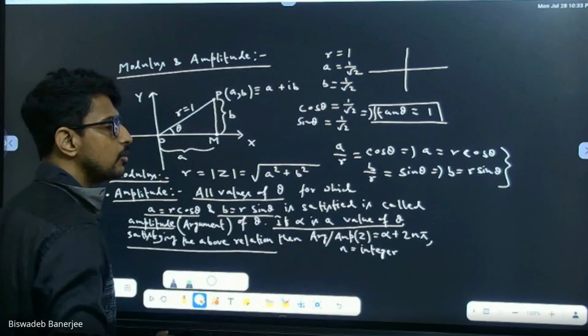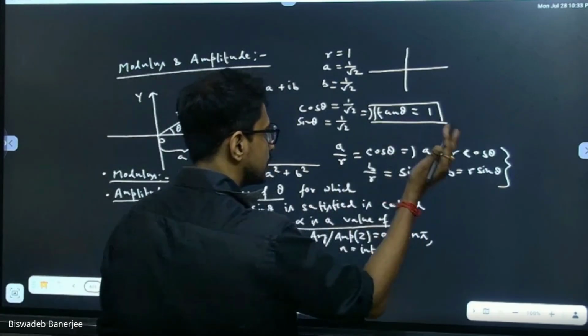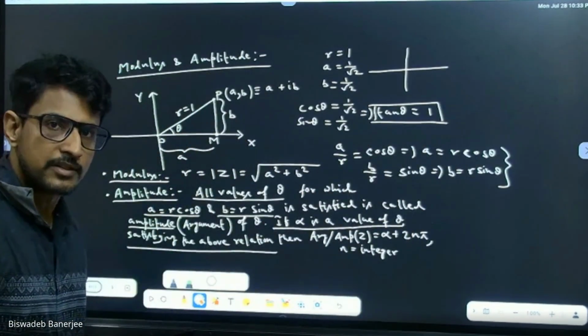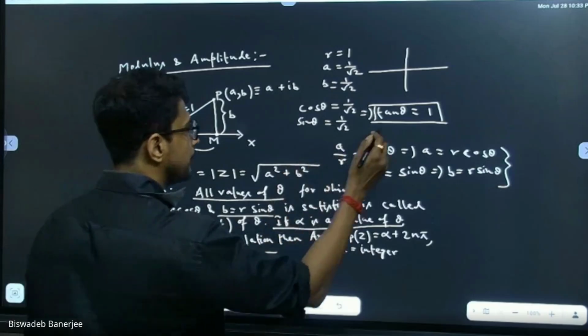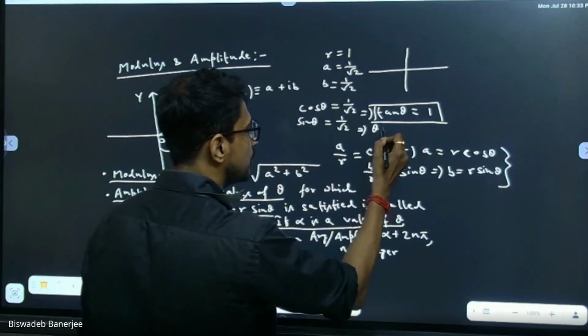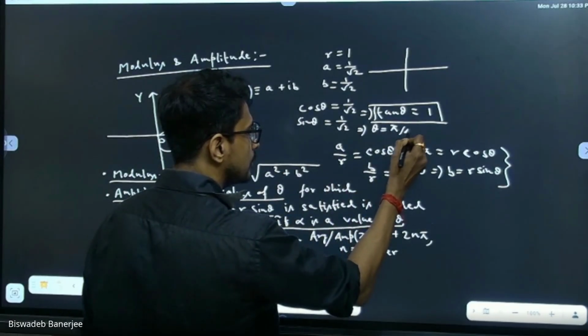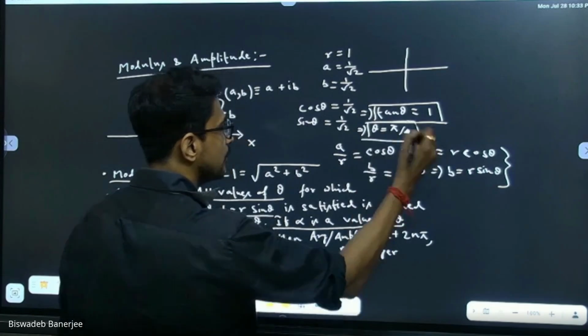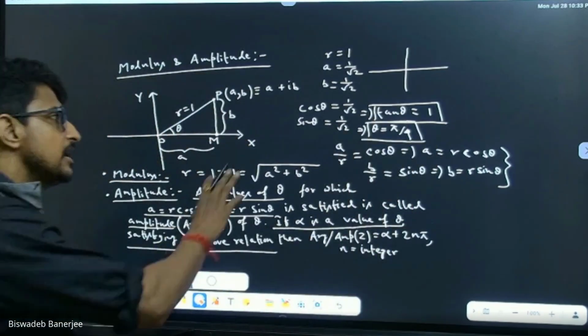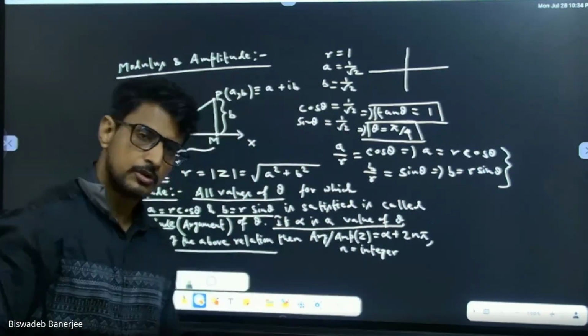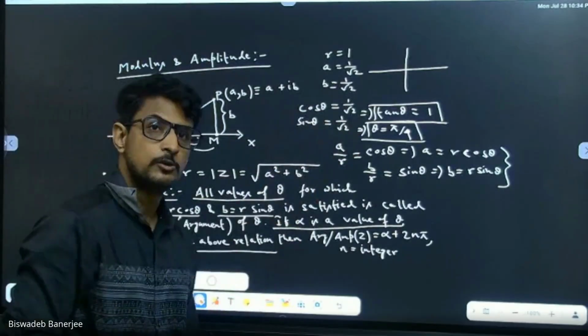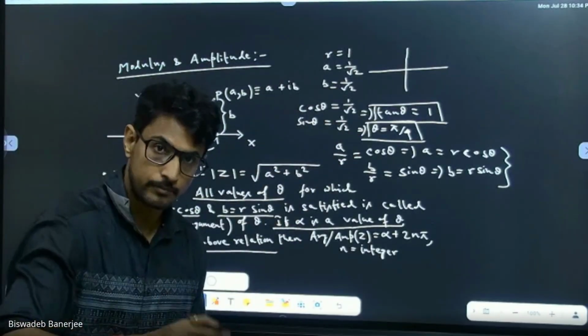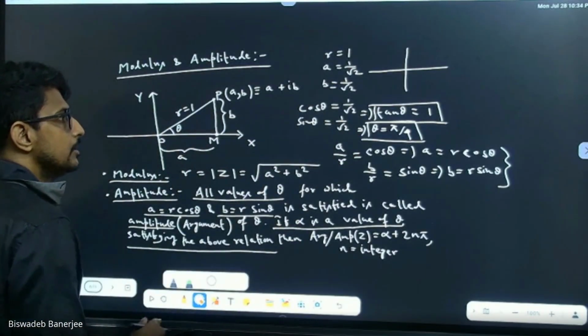See that tan theta equals 1. There can be so many values of theta that satisfy this equation. For example, tan theta equal to 1 implies theta equal to pi by 4. So that is one value of theta, that is my amplitude. But that is not the unique value of theta. There can be many more. I'm giving you an example.